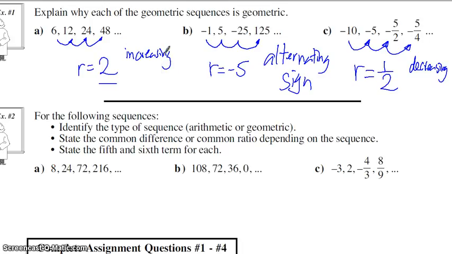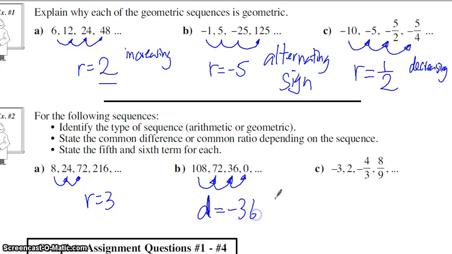Okay, and then in the following, you can look at whether they are geometric or not. Very simple. This one you multiply by 3 every time. This one is not. This one you minus 36 every time. So it's an arithmetic sequence. d is -36, so it's not geometric.